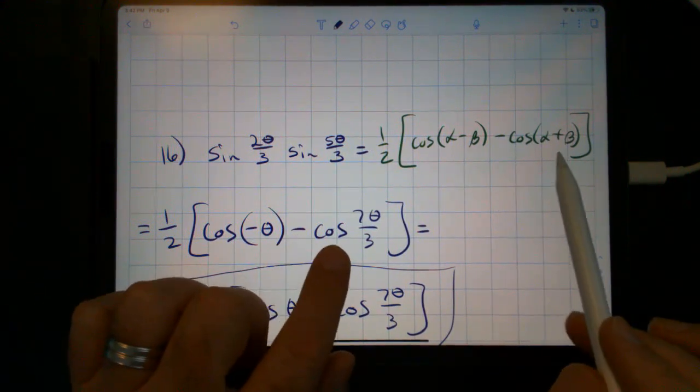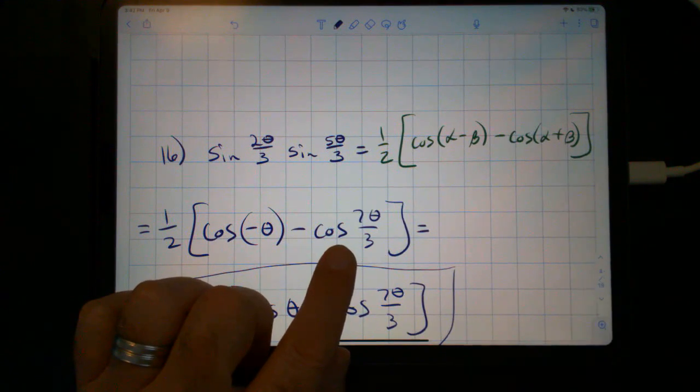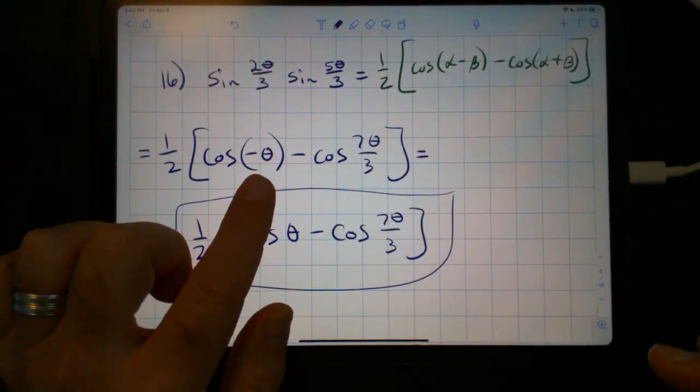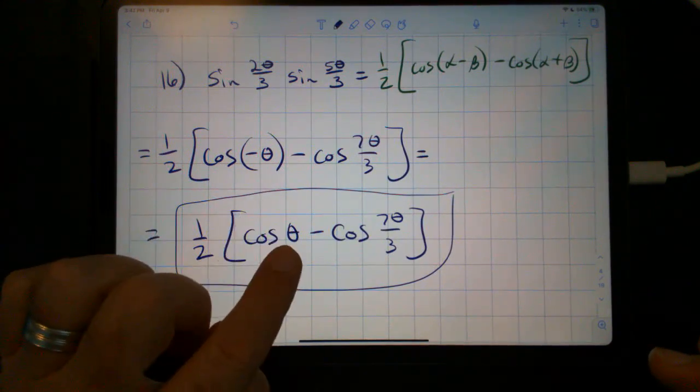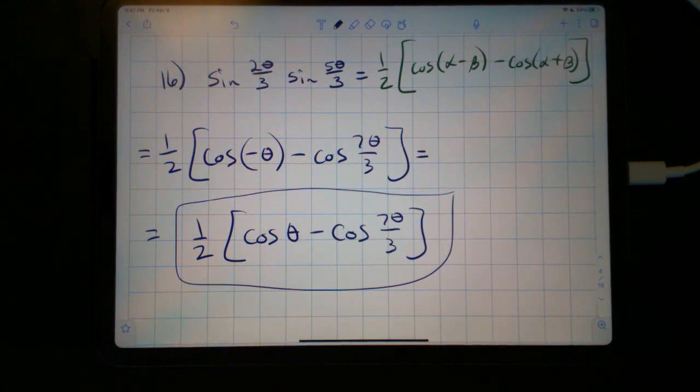And then minus, I will then add them. 2 plus 5 is 7, so we have 7 pi over 3. Now cosine is an even function, so cosine of negative theta is equal to cosine of positive theta. And I'll leave it at this. There's not much more I can simplify with this problem.